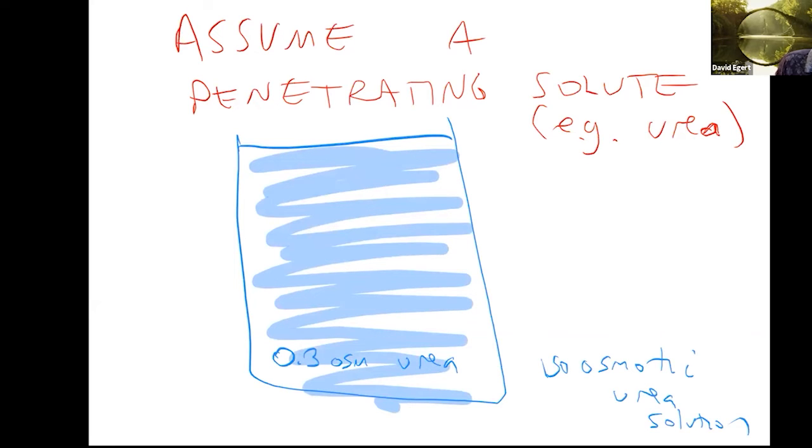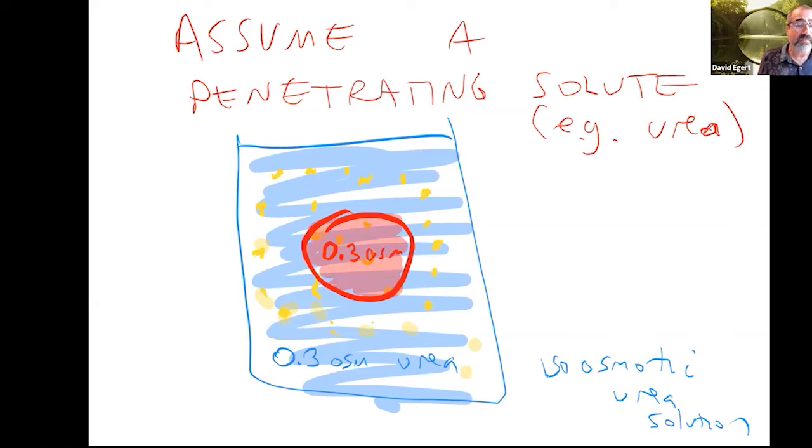I'll make the urea little yellow things. Urea is a little nitrogenous thing from the breakdown of amino acids and stuff. So we have 0.3 moles of urea per liter. It's just a concentration of urea molecules floating around in there. I'm going to put my blood cell in there, which is also 0.3 osmolar. So here I have an isoosmotic solution, but it's a penetrating solute.